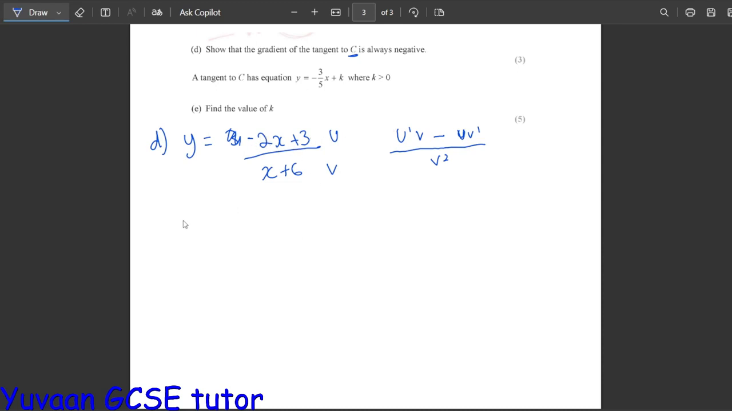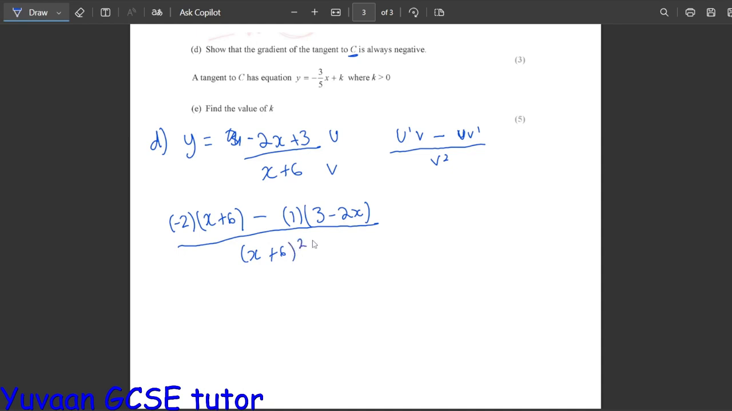So that will just be minus 2 times just the denominator, subtracted by the derivative of the denominator, which will just be 1, times the numerator, and I just wrote that the other way. And then this will all be over v squared, which is the denominator squared.